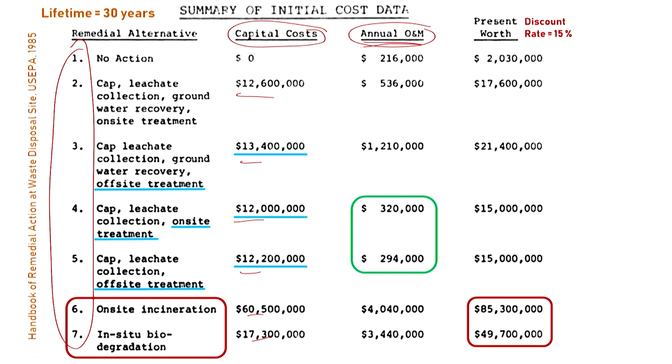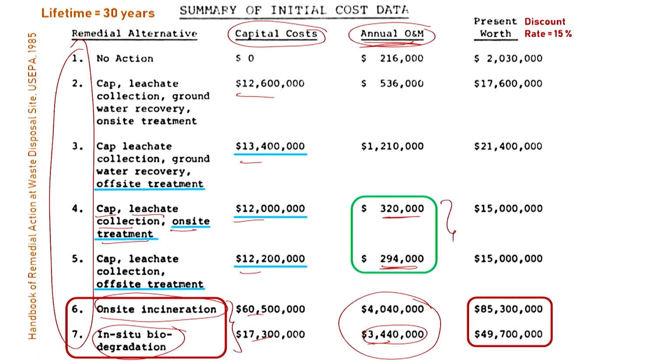But if you come to operation and maintenance costs, as you see, having the cap and collecting the leachate and then on-site treatment of the leachate or the groundwater, the costs are relatively low compared to, let us say, on-site incineration or biodegradation. So annual costs here are almost 10 times higher for alternatives 6 and 7 compared to alternatives 4 and 5. So here is where the management needs to take a decision. Here you have costs that are exponentially high; 10 times high is almost infeasibly high.